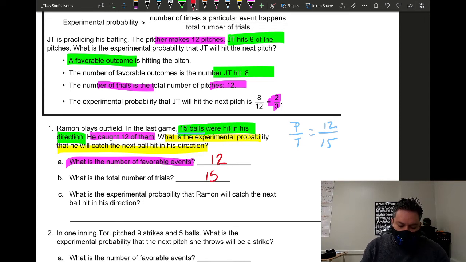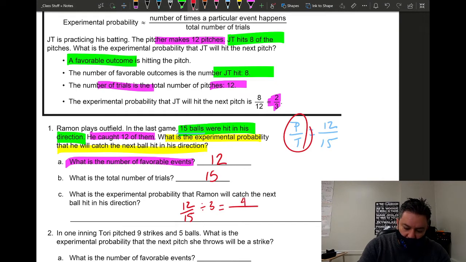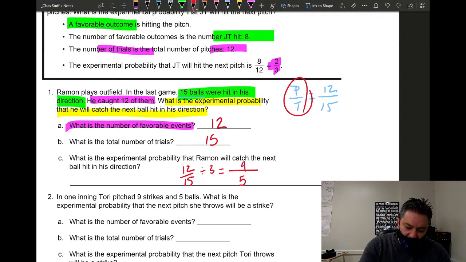So what is the experimental probability that Ramon will get the next ball that is hitting his direction? Is it just 12 over 15? Remember, it's part over total. Now we have to simplify this. Every time we can simplify, we have to. I know both of these are multiples of 3, so 12 divided by 3 is 4, and 15 divided by 3 is 5. So the probability that he will get the next ball is 4/5, and that's it.